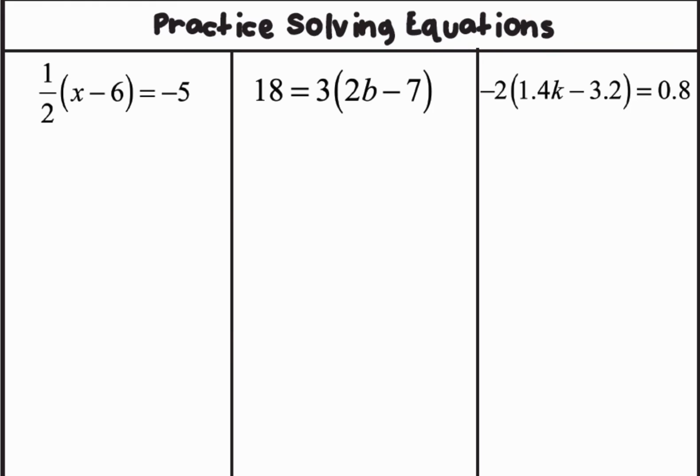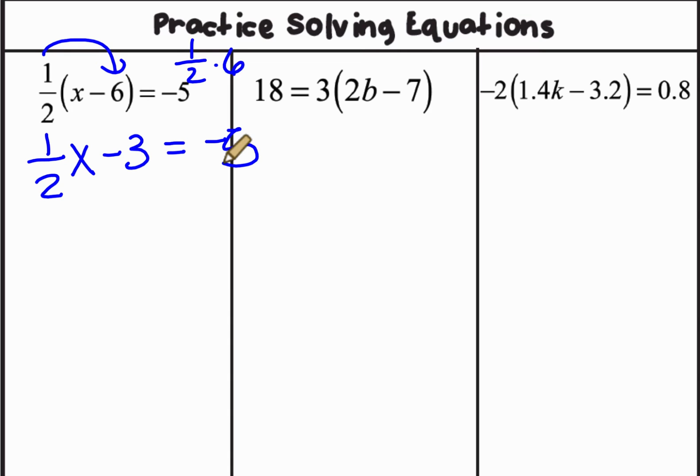So let's see how you did. Okay, so first we're distributing 1/2 times x. 1/2 times x. Then we have 1/2 times negative 6. Well, half of 6 is 3, but it's like a negative, so it's negative 3. And it still equals negative 5.